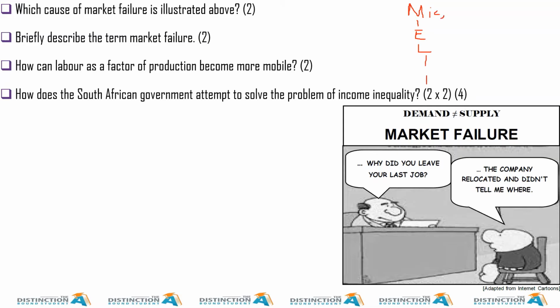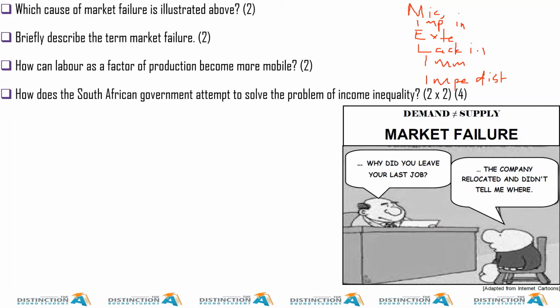Okay, so the M is for missing markets. The I is for imperfect markets. The E is for externalities. And the L is for lack of information. And the I here is for immobility of factors of production. And here it's imperfect distribution of income and wealth.